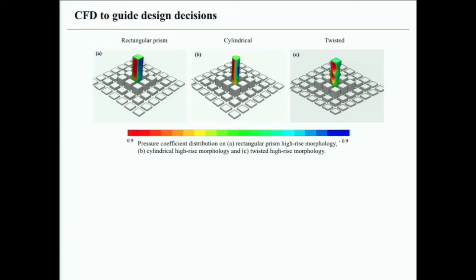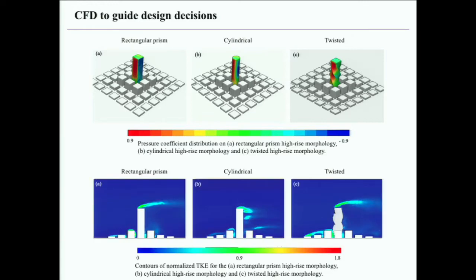As you can see here, for example, we performed simulations at the early stage for three types of high-rise morphology: the rectangular prism, cylindrical, and twisted. We put them in a semi-idealized urban canopy, and then we looked to see what happened there. What is the pressure distribution on these buildings? The same thing with the turbulence. We can understand where we can have higher turbulence, or better optimum turbulence, for implanting a wind turbine.